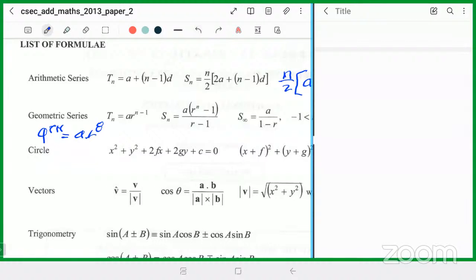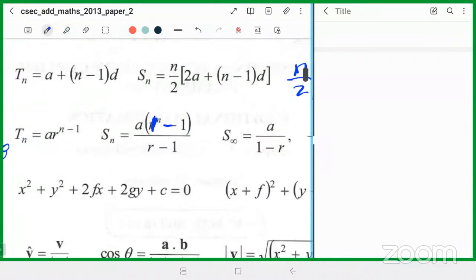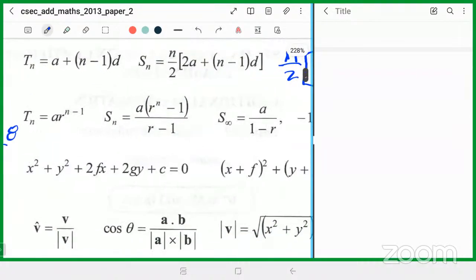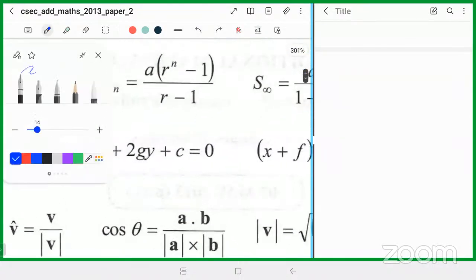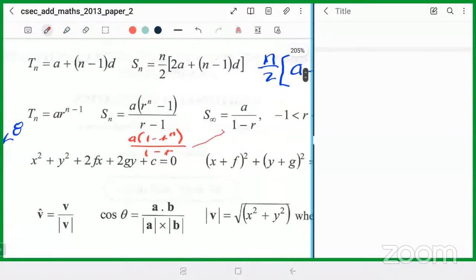I told you that I prefer it this way, 1 minus r to the n over 1 minus r, but they'll give it this way on a formula sheet. But this is also good. I'm going to put it here so I know. So this is also good if you write it like this: a into 1 minus r to the n over 1 minus r. But this is the one that leads to the sum to infinity.